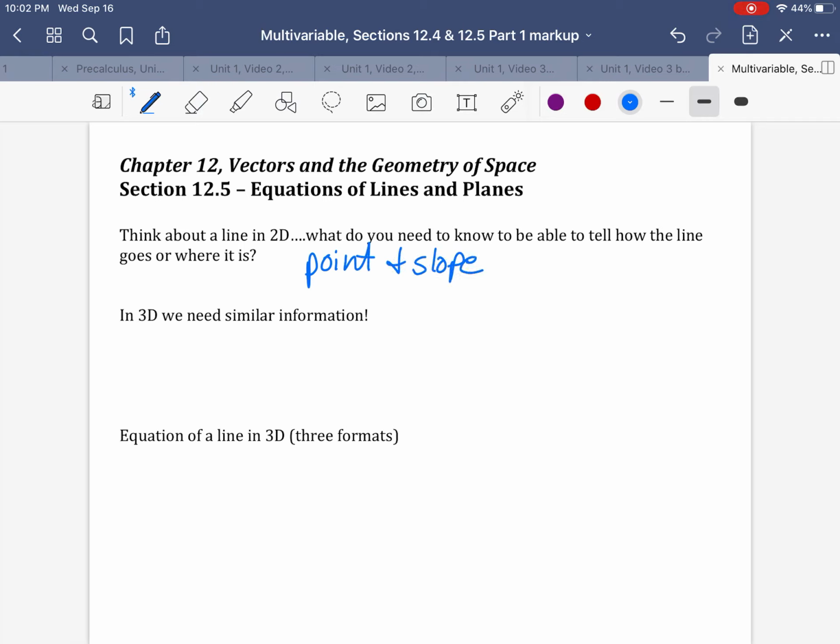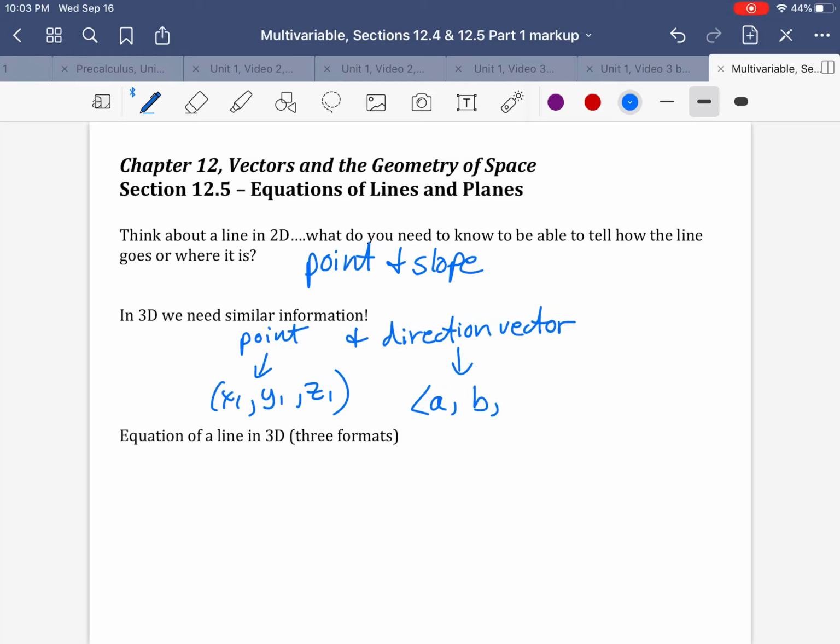You need to know where it is. So the point grounds you to where you are. The slope tells you what direction to go in. So in 3D, you need similar information. In 3D, your point is going to be called x1, y1, and z1. And then your direction vector is what you're going to use for your slope. Your direction vector is going to have these little vector brackets, and A, B, C are going to be the letters.